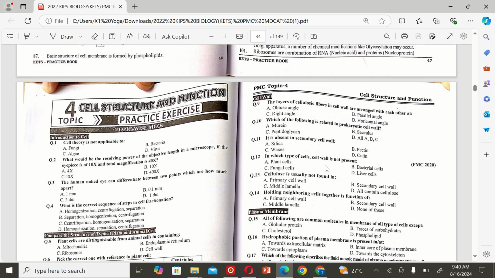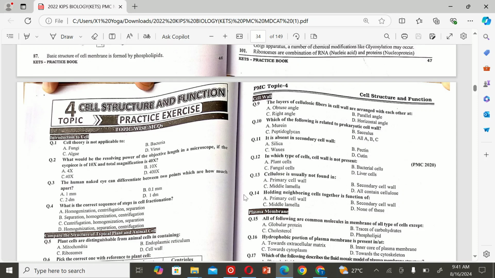The next MCQ is: in which type of cell is the cell wall not present? A. Plant cell, B. Bacterial cell, C. Fungal cell, and D. Liver cell. So the correct option is D. Fungal cell. The next MCQ is: cellulose is usually not found in A. primary cell wall, B. secondary cell wall, C. middle lamella, and D. all contain cellulose. So the correct option is C.